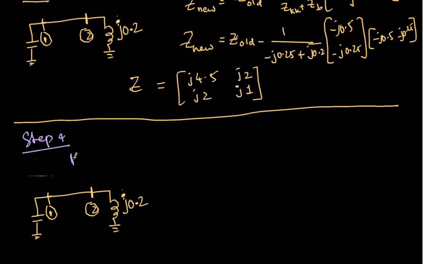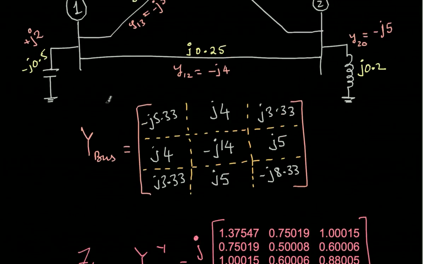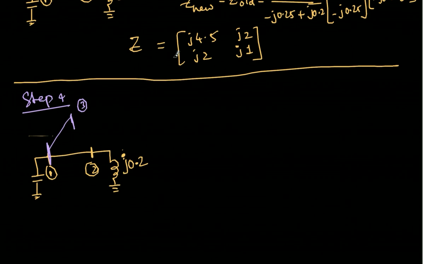So this is bus 3, and a new impedance element is added. And what is the impedance of that? If I go up, J0.3. So J0.3 is added to this. All right, so this is again case 2. A new bus is added to an existing bus. So therefore, this is like a case 2.